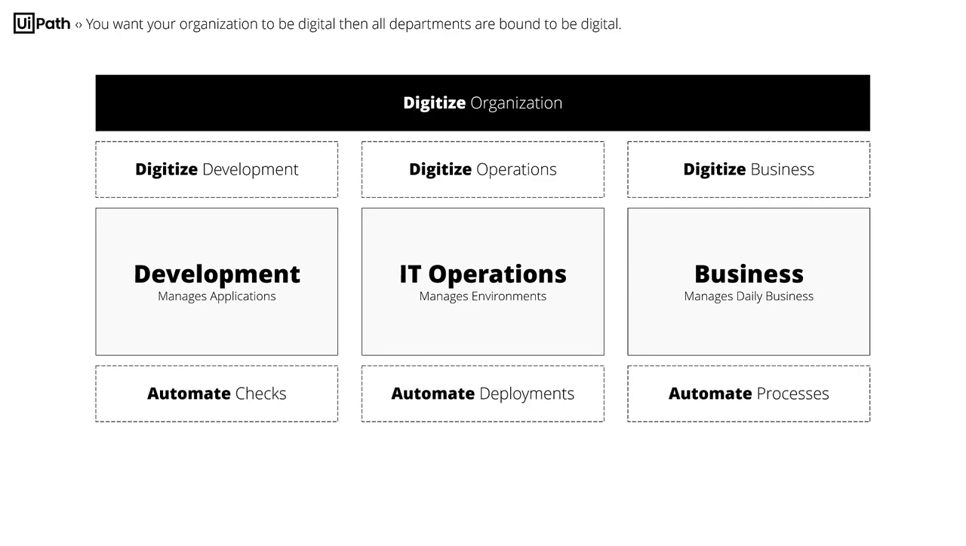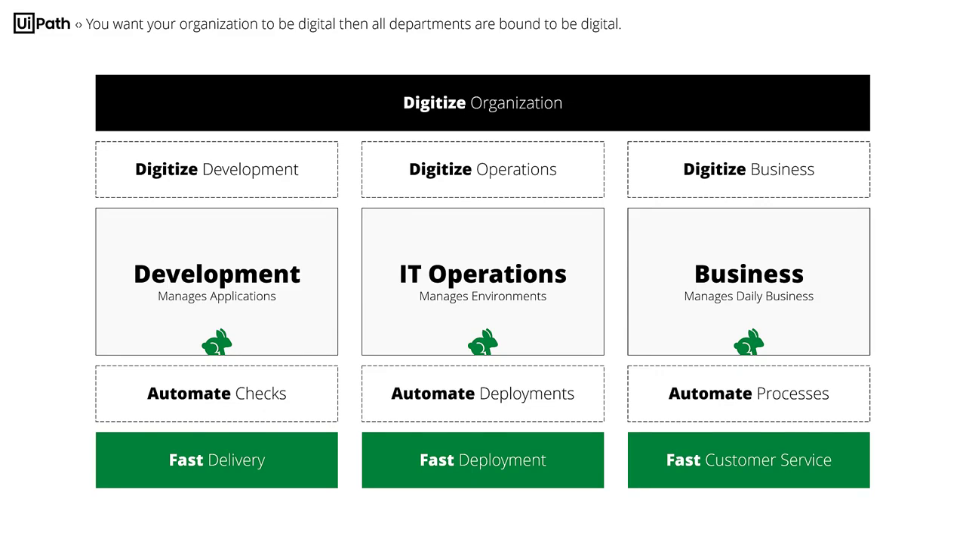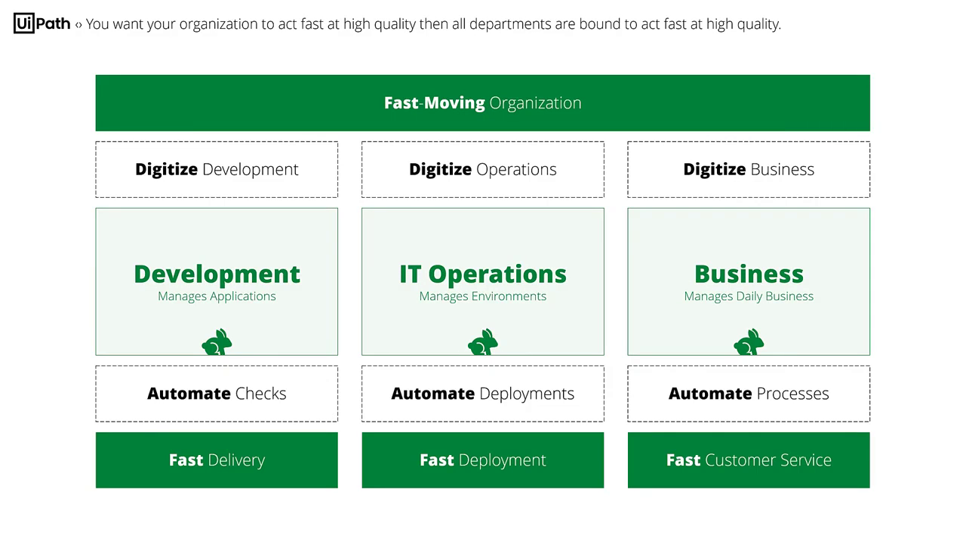So if you manage to digitize development through automation, you get fast delivery of your software applications. And if you manage to digitize operations through automation, well, you get fast deployments of your environments. And if you manage to digitize the business through automation, well, you get fast customer service. And when you are acting fast in all of these three regimes, well, then you become a fast moving organization. So fast plus fast plus fast, that's fast.